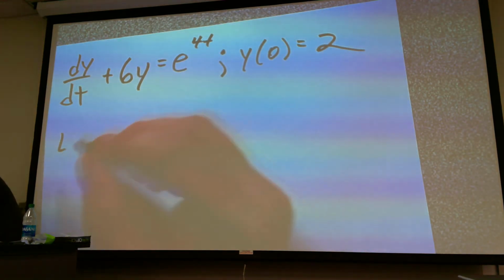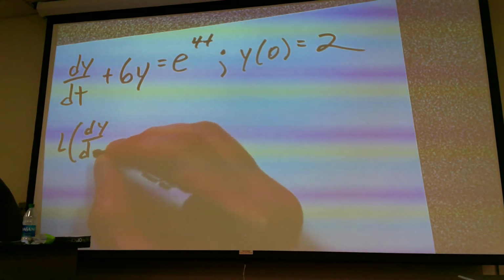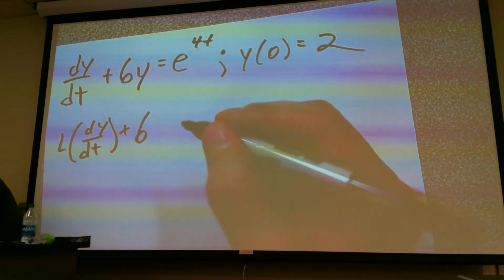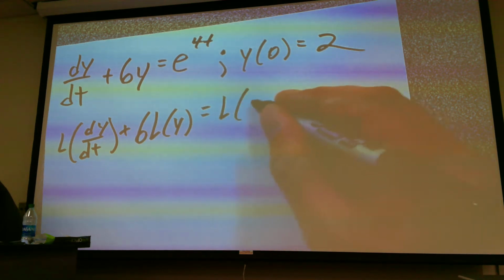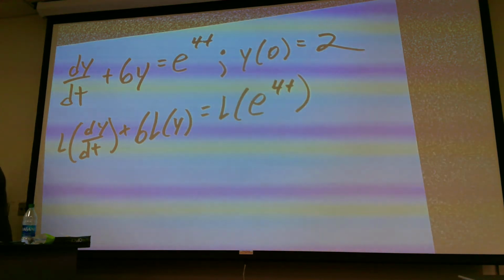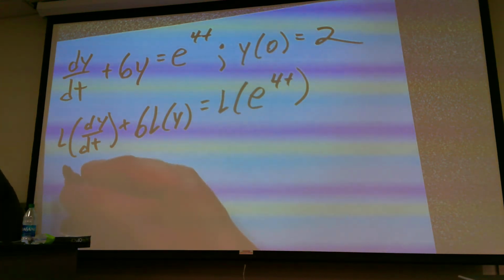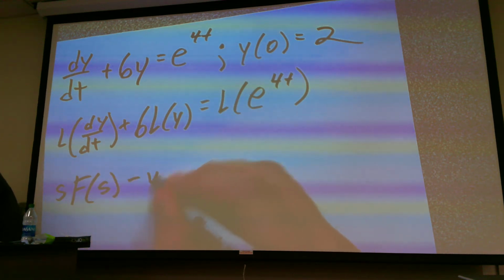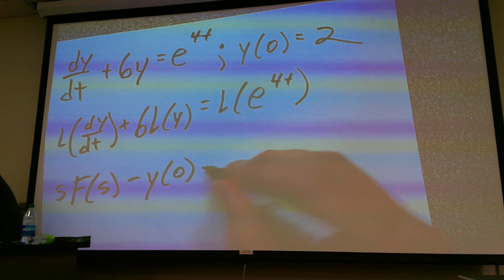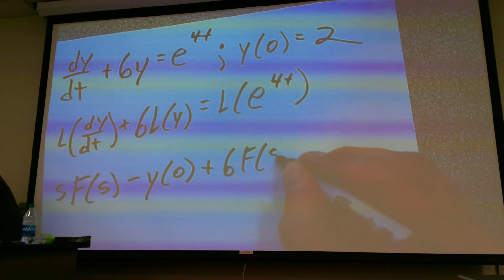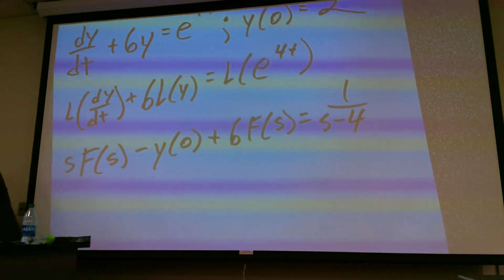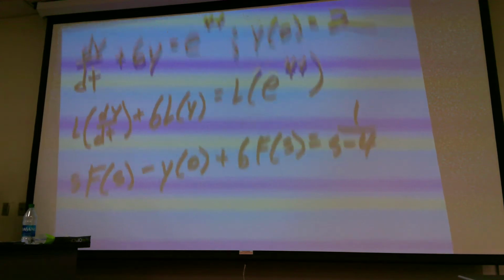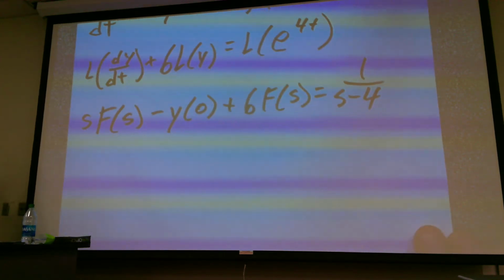So first thing is, let's do the Laplace transform. Okay, so L of the derivative plus 6 L of y is going to equal L of e to the 4t. Okay? So, this first one is s F of s minus y of 0 plus 6 F of s is going to equal 1 divided by s minus 4. Okay? We have our initial condition, y of 0 is 2. Let's just go ahead and plug that in.